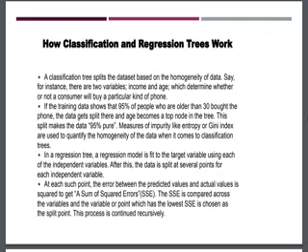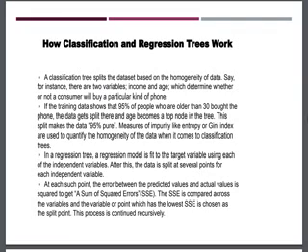How classification trees and regression trees work. A classification tree splits the dataset based on the homogeneity of the data. Say, for instance, there are two variables, income and age, which determine whether a customer will or will not buy a particular kind of phone. If the training data shows that 95% of the people who are older than 30 bought the phone, the data gets split there and the age becomes the top node in the tree.